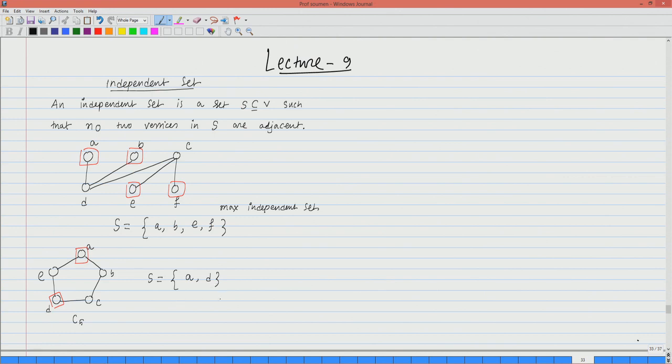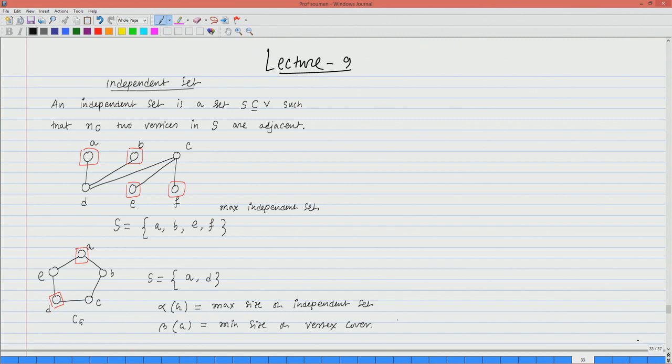Now, we use these notations: alpha of G is the maximum size of an independent set, and beta of G is the minimum size of a vertex cover. Okay.